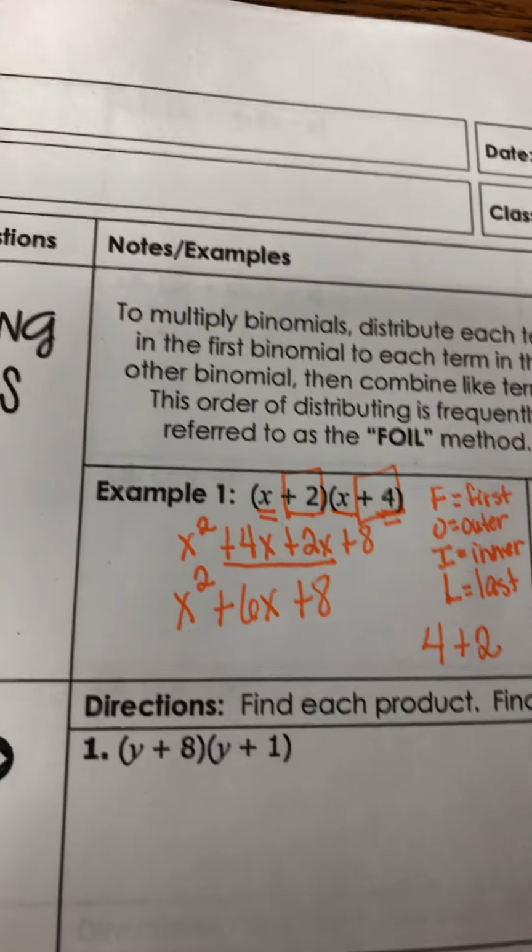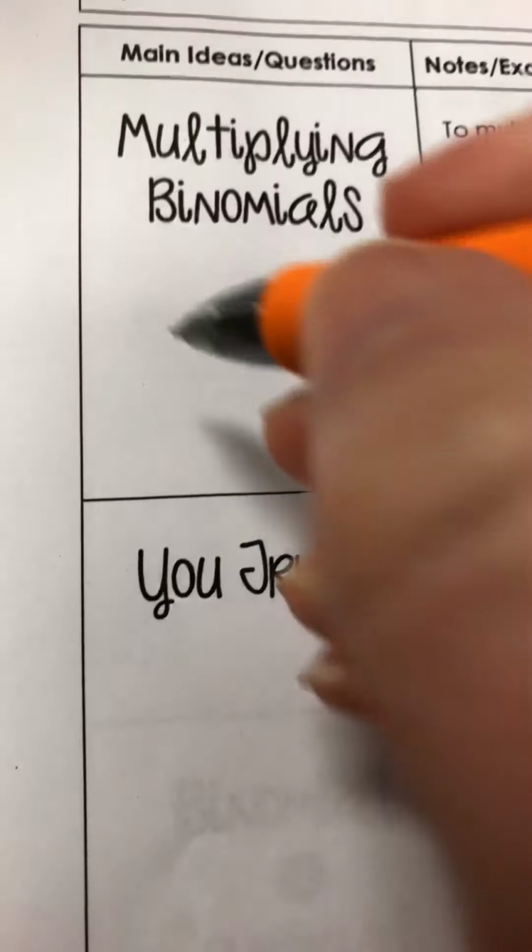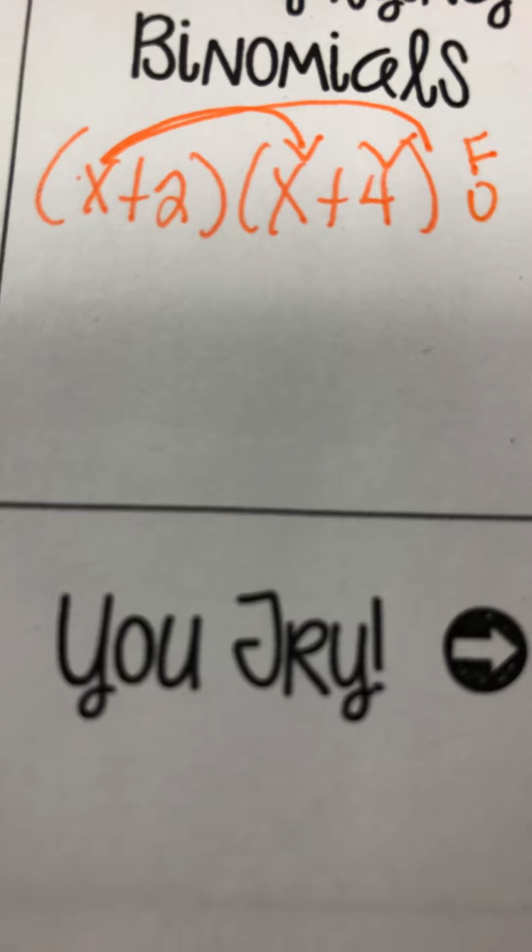Now, where does FOIL come from? FOIL simply comes from the distributive property. So if you have x plus 2 and x plus 4, what happens is you're taking this first term x and you're distributing it to the second parenthesis, x times x and x times 4. So x times x, that's where the first comes in. And x times 4, that's where the outer comes in.